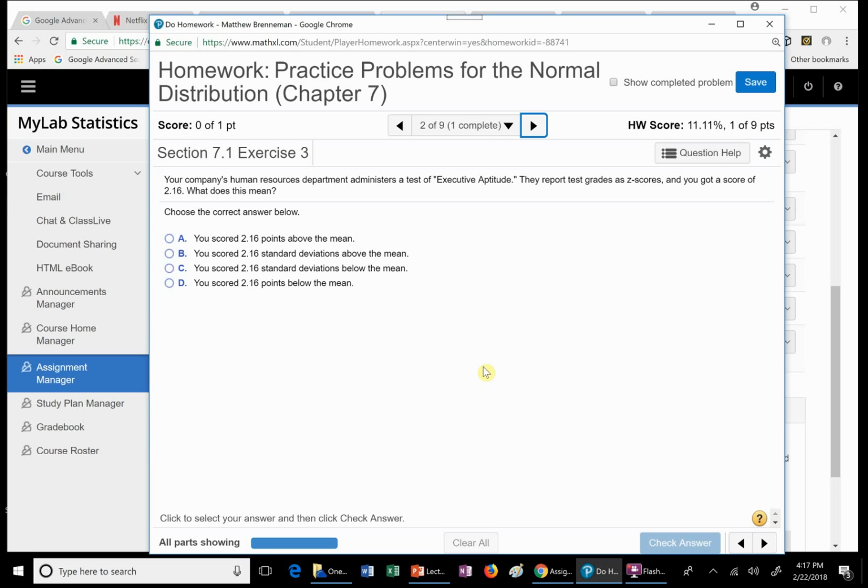It says your company's human resource department administers a test of executive aptitude. They report the test grades as z-scores, and you got a z-score of 2.16. What does that mean? I'll pick on somebody new today. So you, yeah. What does that mean if you had a z-score of positive 2.16? So what is a z-score? This is really important. A z-score is how many standard deviations you are from the mean. So this is literally what it is.